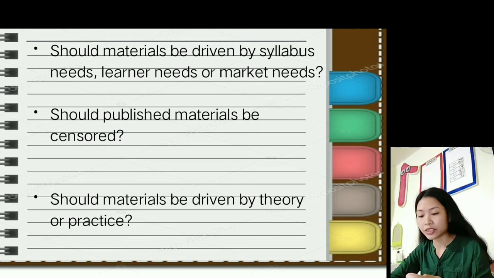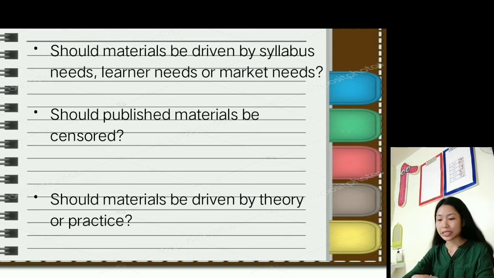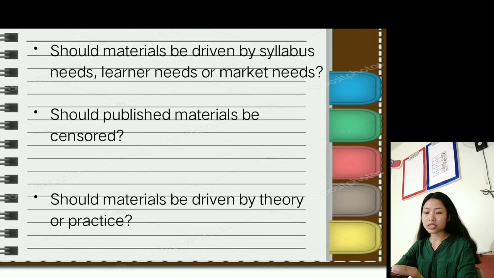Next, should materials be driven by theory or practice? Reviews of ELT course books reveal that course book writers are much more influenced by what is conventional practice than by theories of language learning or even by classroom research. In some ways, this is a vicious circle, as publishers continue to produce courses with face validity which they know will sell.